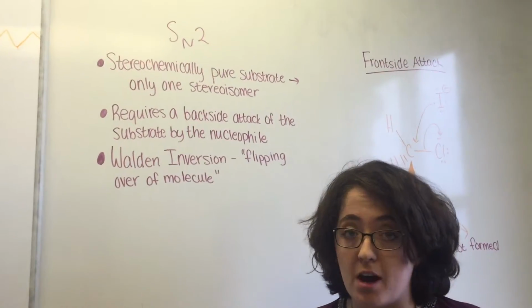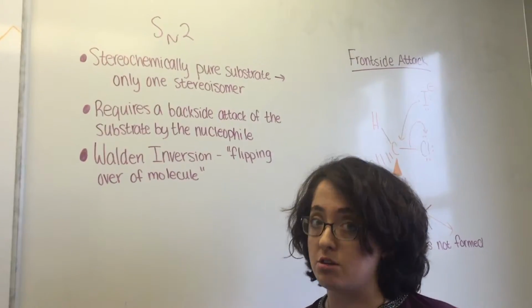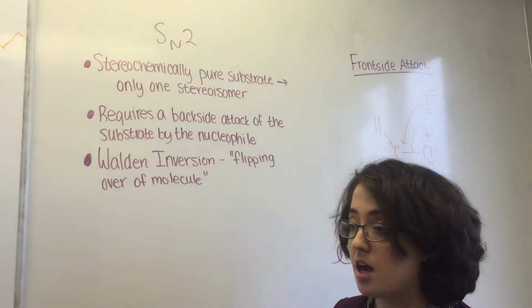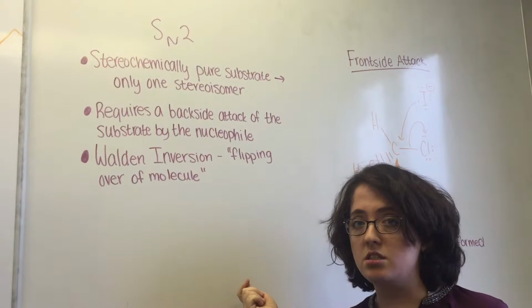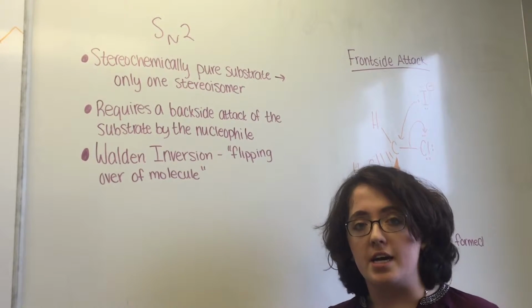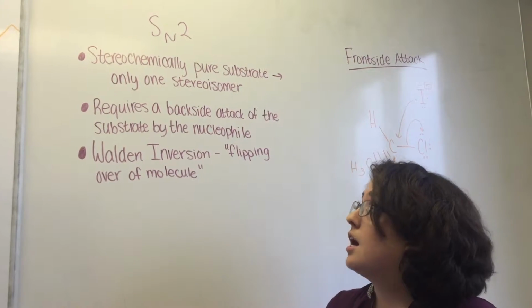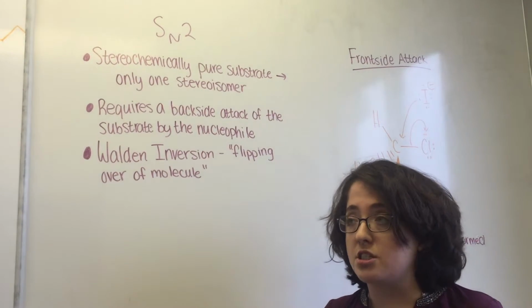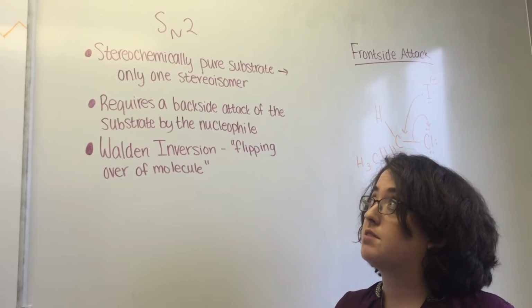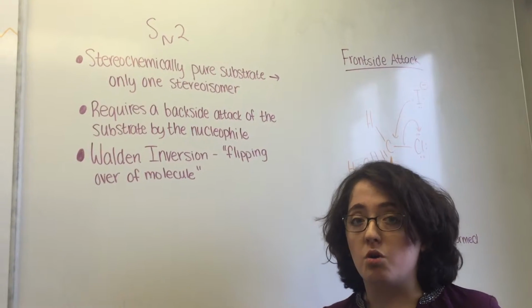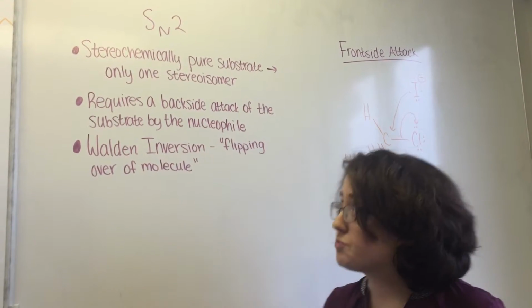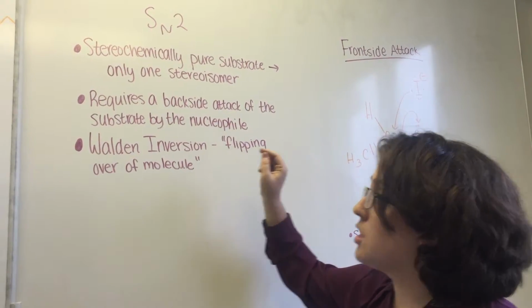Okay, so now we're going to talk about SN2 reactions and why they are so stereospecific. In the last part when we talked about SN1 reactions, we found out that both R and S configurations can be produced. However, in SN2 reactions, depending on the configuration of the original substrate, only the R or the S can be produced.